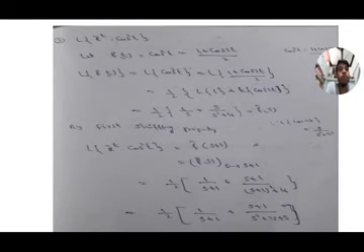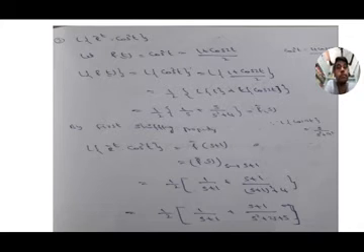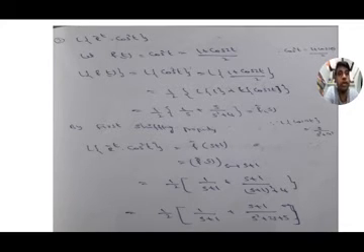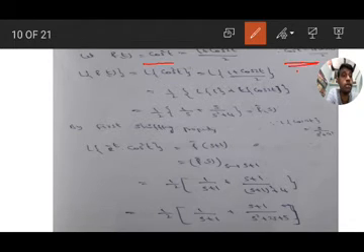We will go to the next problem. Find L of e to the power of minus t into cos square t. We need e to the power of at into f of t, so we take f of t equal to cos square t, except for this exponential function. We don't have a direct Laplace transform of cos square t, so we need to use the formula cos square t equal to 1 plus cos 2t by 2.